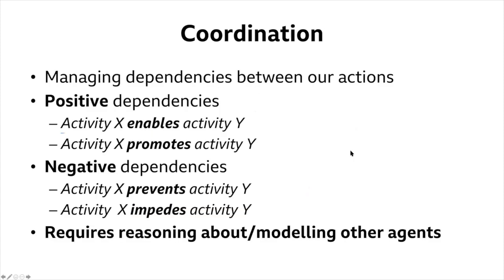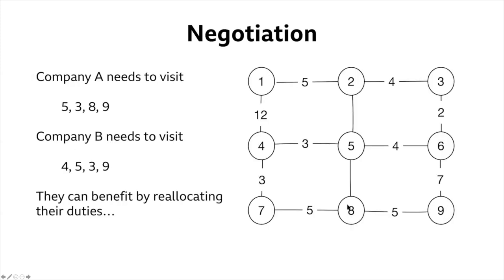Okay, I guess I've already mentioned this. This slide should have gone earlier. Apologies. This is the issue of coordination. This is where we're managing the dependencies between our actions, and those dependencies can be positive, when one thing that we do enables or promotes another activity, or negative, where one activity prevents or impedes another activity, which requires reasoning and modeling about other agents.